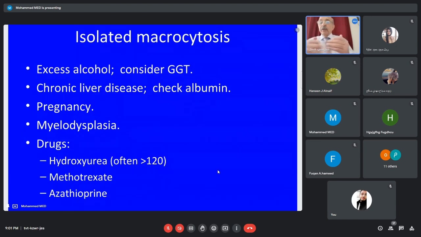And the drugs, particularly cytotoxic drugs, hydroxyurea, methotrexate, and azathioprine. All these drugs are in use. We often use them, and all of them can cause macrocytosis and MCV above 100, above 120. Next slide, please.